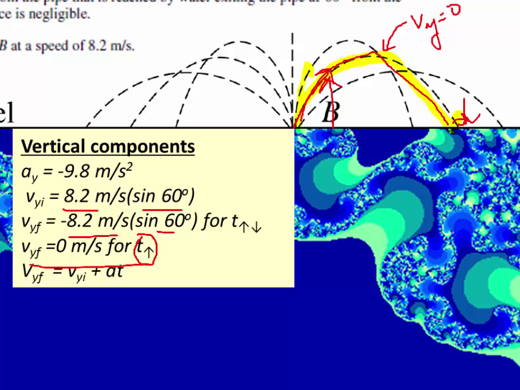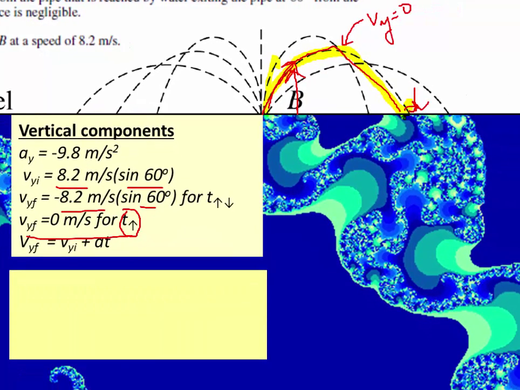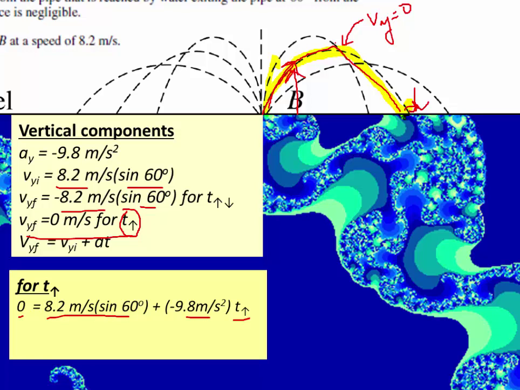And of course, we have the equation Vf equals Vi plus At. So you can work this either way. If you just want to calculate the time going up, which is what I tend to do, then the final velocity at the very top point is 0. The initial velocity is 8.2 times sine of 60. The acceleration is negative 9.8. The time going up is the unknown. And so you solve it, and the time going up is 0.7246 seconds.